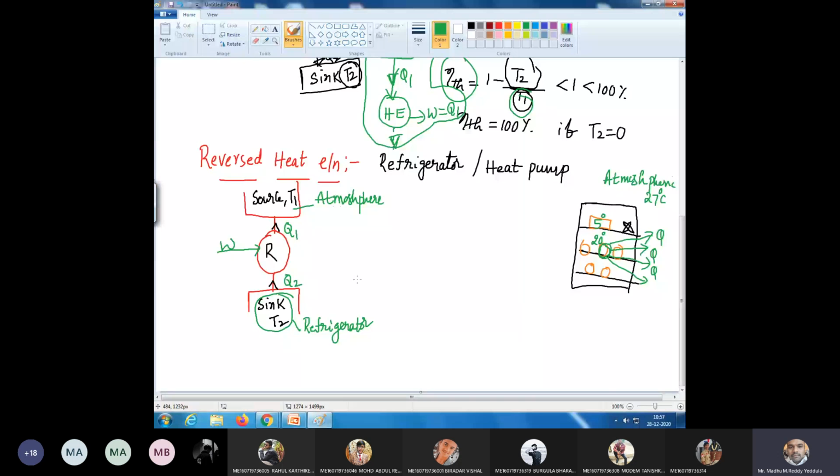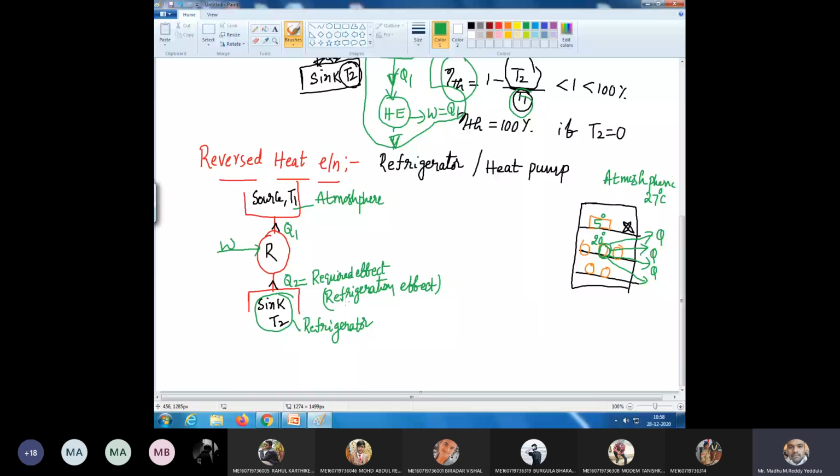This Q2 is my required effect. I can call it the refrigeration effect. This is the refrigeration effect. Okay, right. So I think this figure is clear.